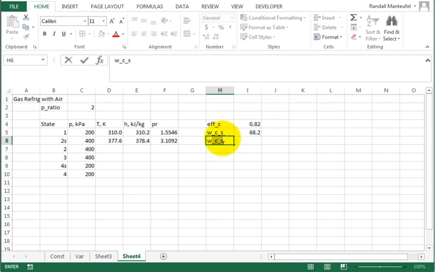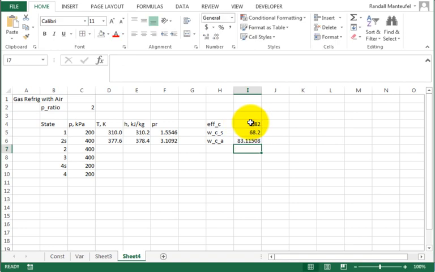Well, what about the actual amount of work? This is where I like to break it into 3 steps so I don't make a mistake. Because of irreversibilities, is the compressor going to require more than 68.2 or less than 68.2 kilojoules per kilogram? More. And so, whoops, why double equal sign? Put that divided by the efficiency.